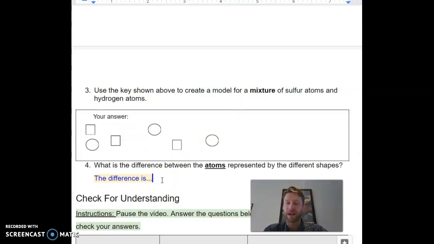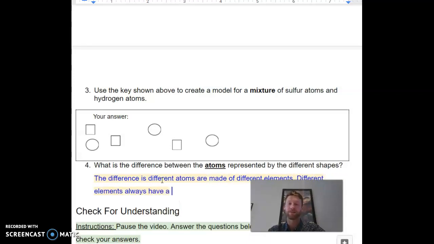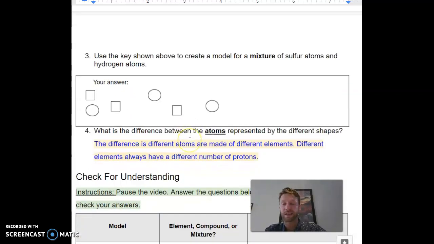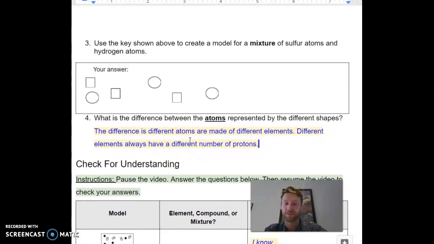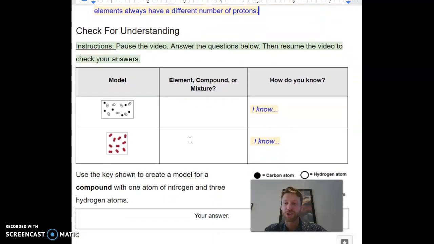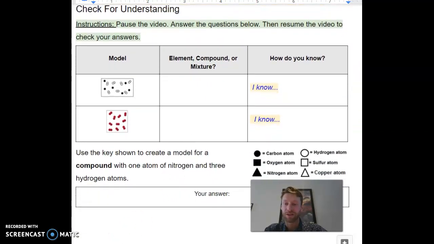Okay, last part of guided practice. It asks us, what is the difference between atoms represented by different shapes? The difference is that different atoms are made of different elements. Different elements always have a different number of protons. That's a key idea that we'll come back to again next week. Okay, we're going to move ahead to the check for understanding. Go ahead and pause your video. I want you to complete the whole thing and then check your answers.